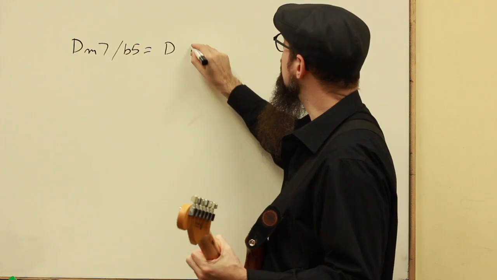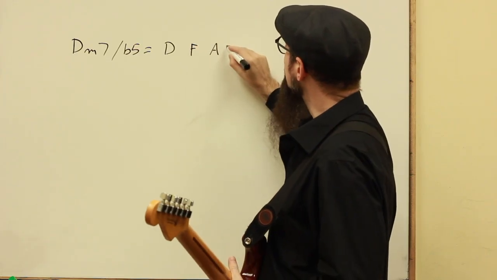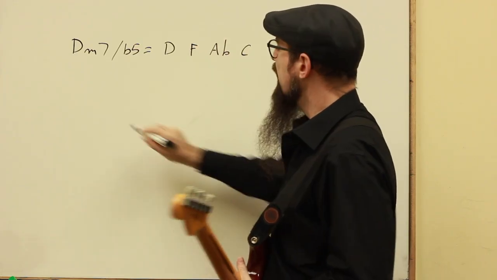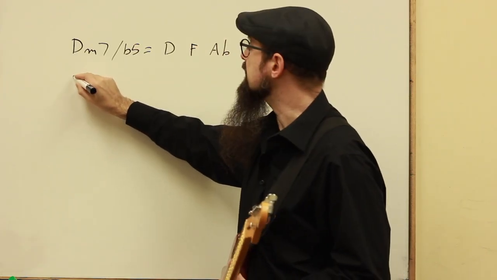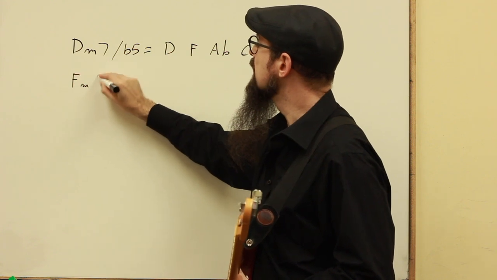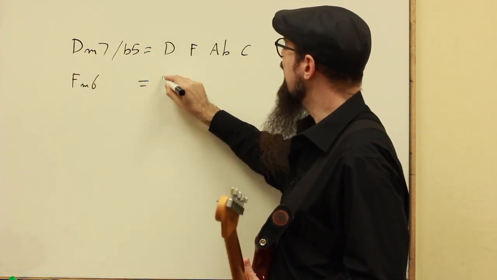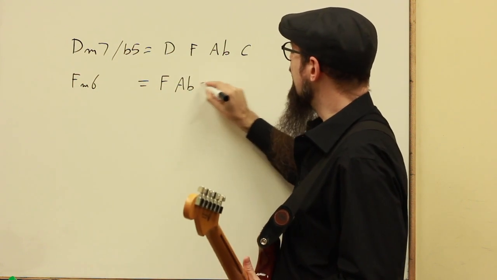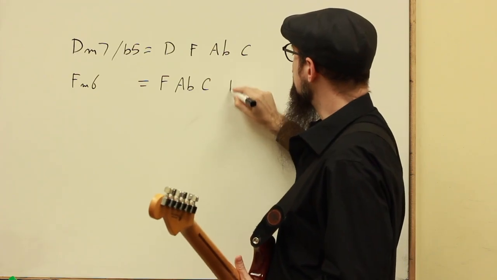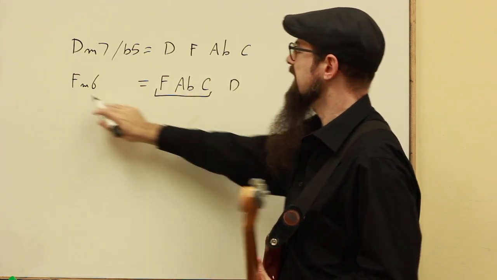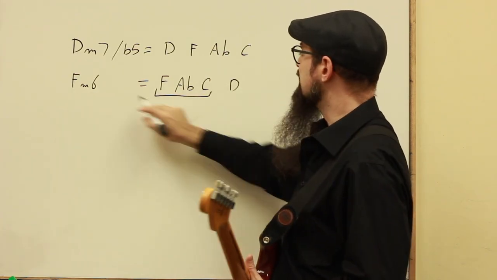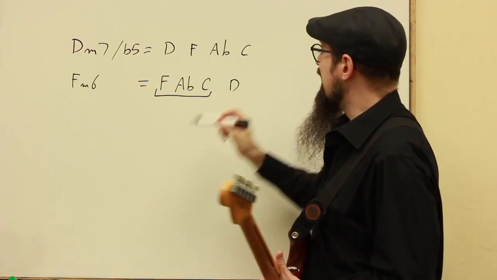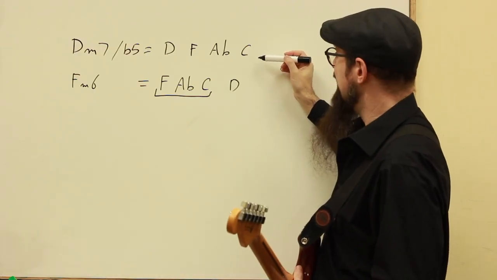D, F, A flat, C. And the F minor 6th contains the notes F, A flat, C, D. F, A flat, C is an F minor, and this D is the 6th. Those are the exact same notes, as you can easily see.